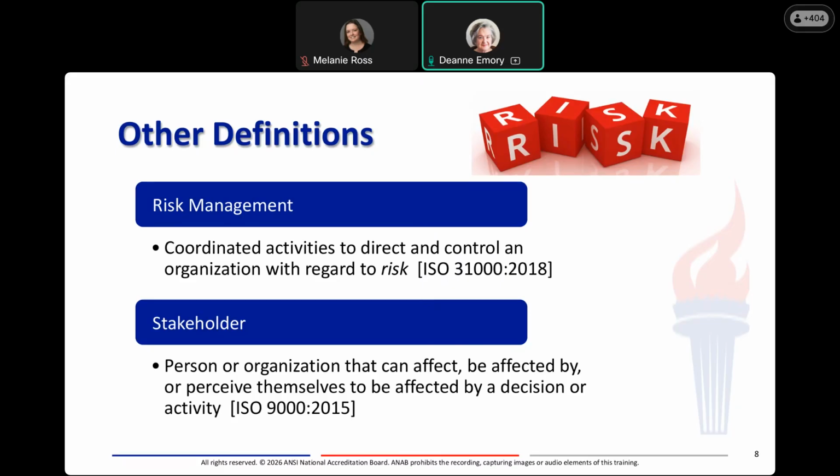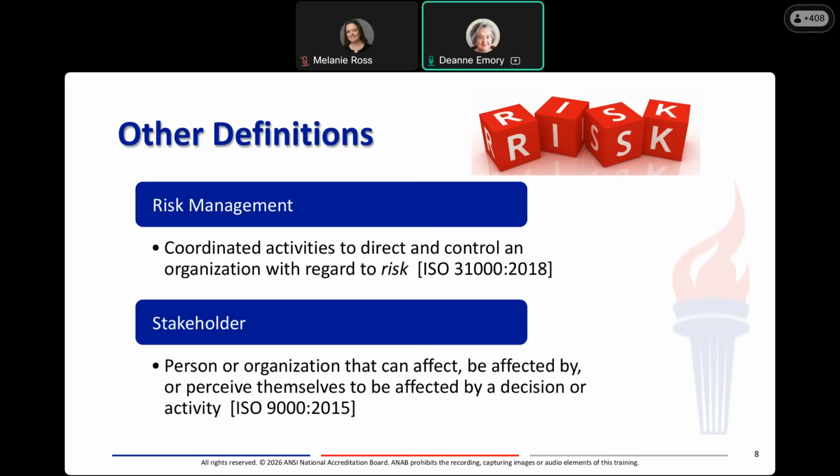We will also be using the term stakeholder as well. ISO 9000 states a stakeholder is a person or organization that can affect, be affected by, or perceive themselves to be affected by a decision or activity. A note to the definition of stakeholder says the term interested party can be used as an alternative to stakeholder, and I will be using both today. So think about this definition when considering who the stakeholders are in your organization. Who are the interested parties?